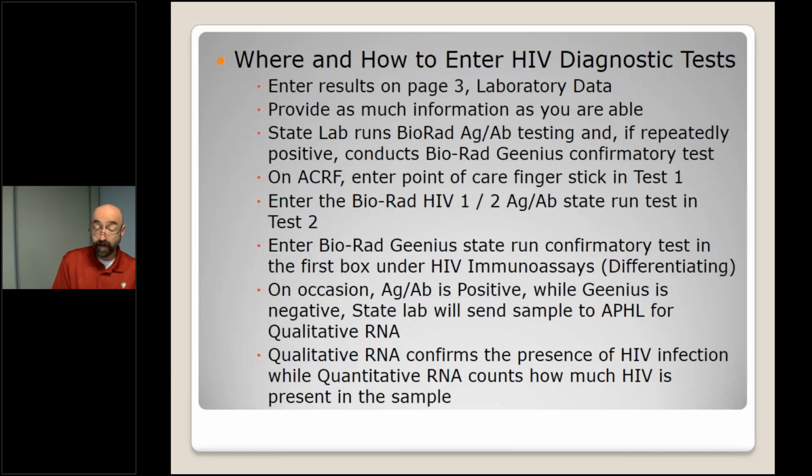On occasion, the antigen antibody is positive while the Genius is negative. The state lab will recognize that difference because both of those are state run tests. The state lab will recognize that difference and send a sample to APHL, another lab, for qualitative RNA. Qualitative RNA confirms that there is presence of HIV infection. It's different than quantitative RNA. Quantitative RNA for HIV testing tells us how much HIV is present in the sample submitted.